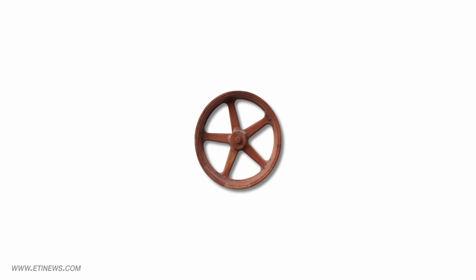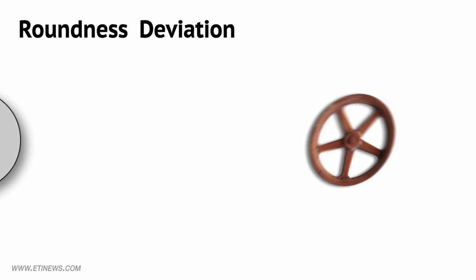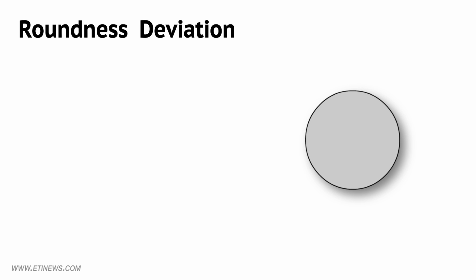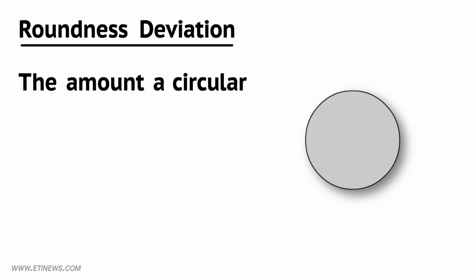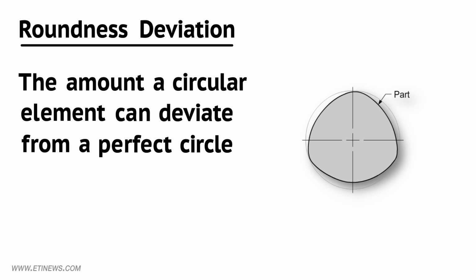In describing roundness imperfections, the term roundness deviation is often used. Roundness deviation is the amount a circular element can deviate from a perfect circle. Here is an example of roundness deviation.